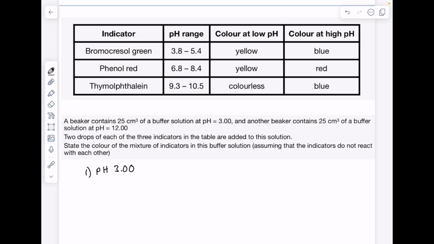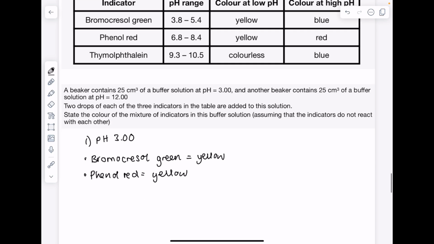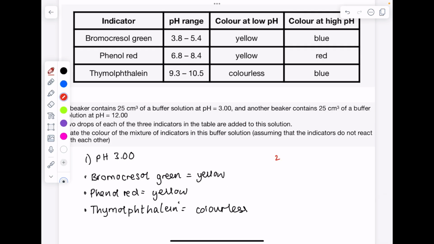Let's take each of our indicators in turn. So bromocresol green, it's going to be yellow at pH 3. Phenol red will also be yellow, and thymolphthalein will be colourless. What about our solution that's at pH 12? Bromocresol green will be blue, phenol red will be red, thymolphthalein will be blue.